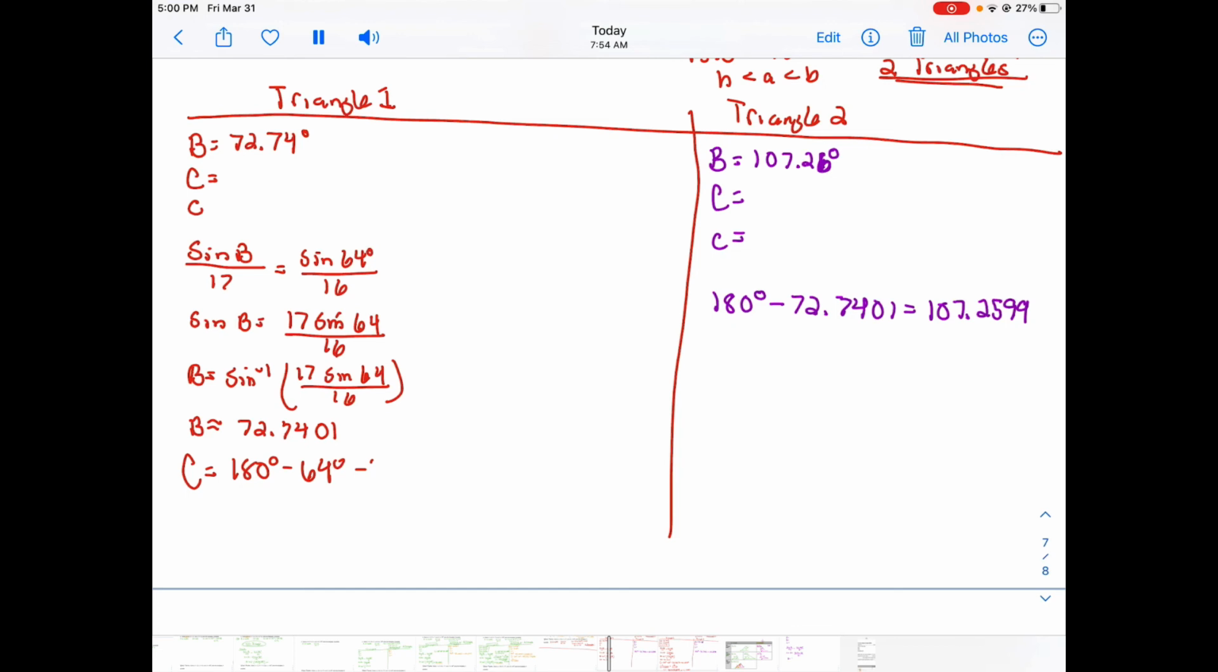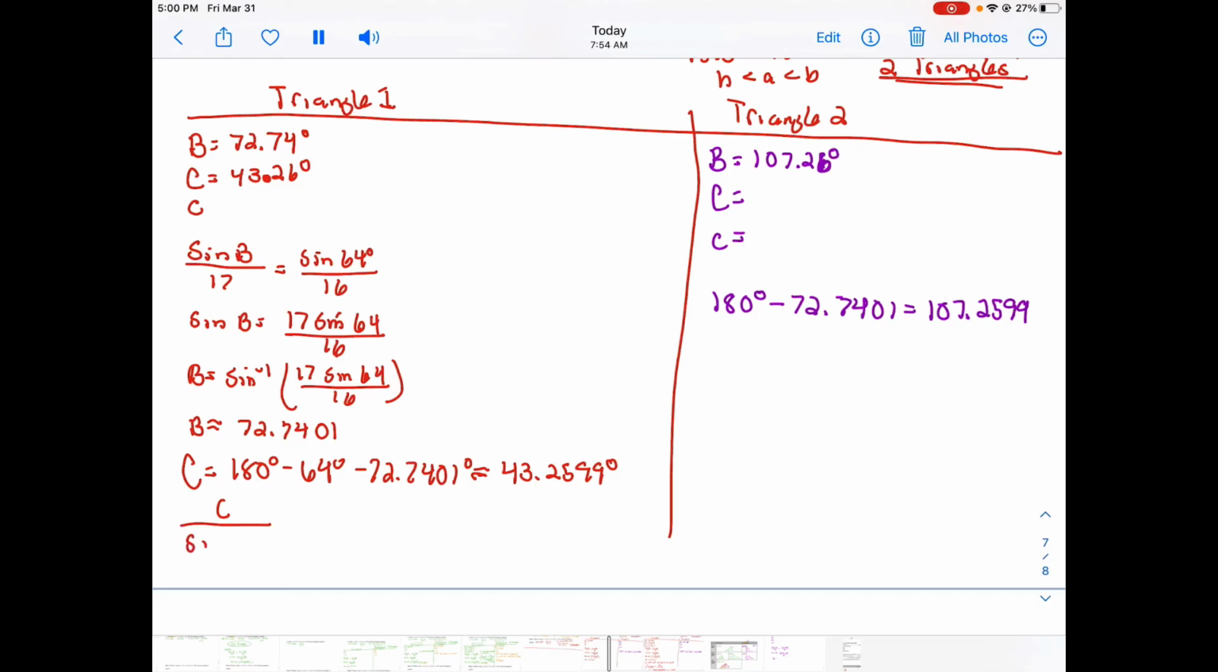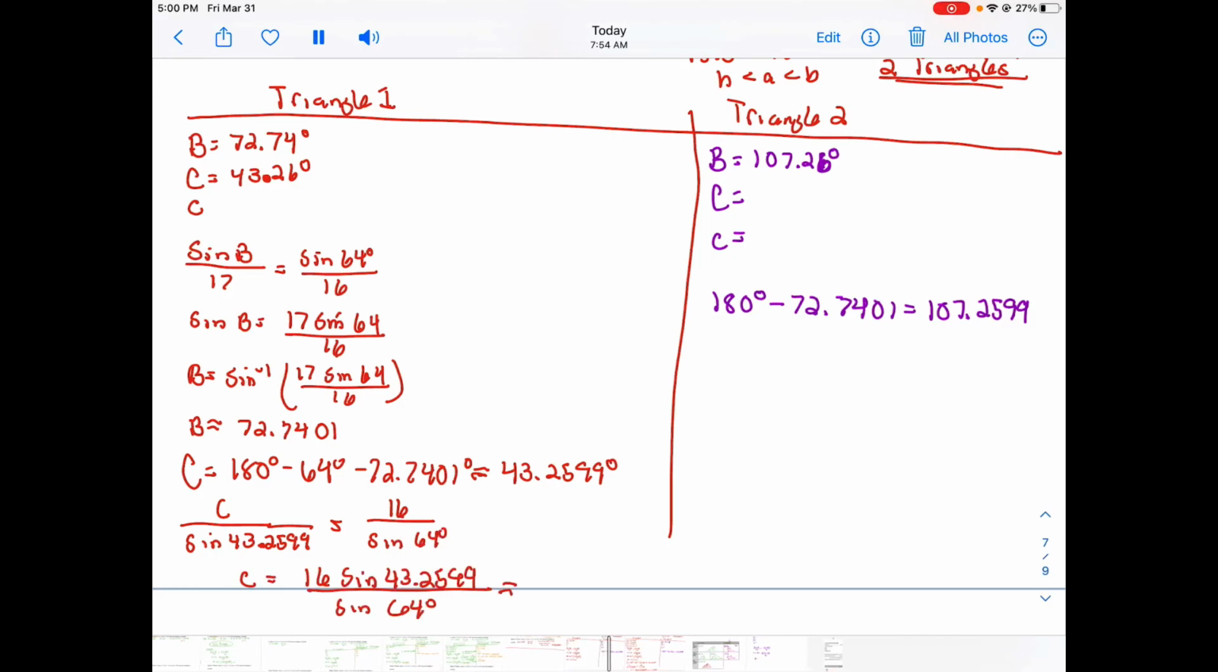Going back to triangle 1, let's solve for angle C by taking 180 minus the given angle of 64 minus the angle B we found of 72.7401. And we find that the measure of angle C for triangle 1 is 43.2599. And then we're going to use that more exact answer to calculate the length of side C by using our law of sines. And we get side C in the first triangle is approximately 11.75.